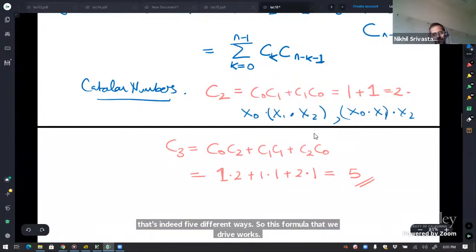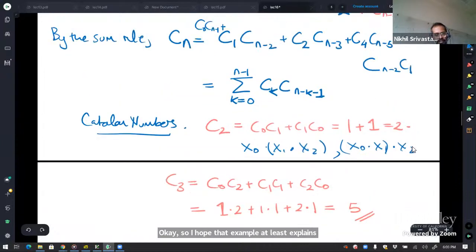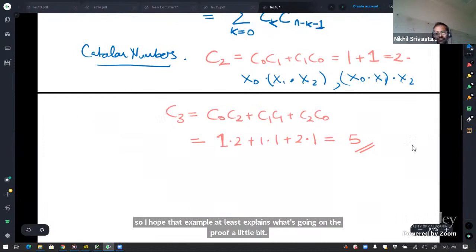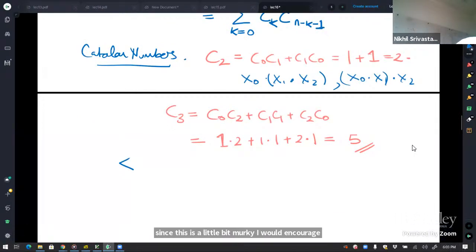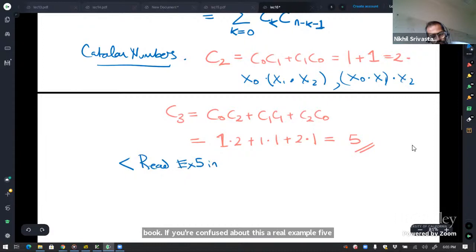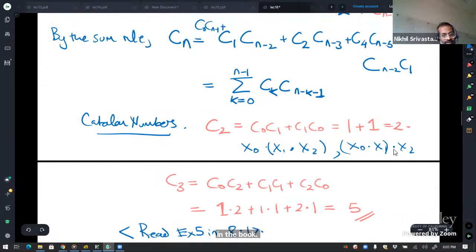Okay, so I hope that example at least explains what's going on in the proof a little better. Since this was a little bit murky, I would encourage you, so this is in the book. This is example 5 in the book. If you're confused about this, read example 5 in the book. Any more questions or comments about this?